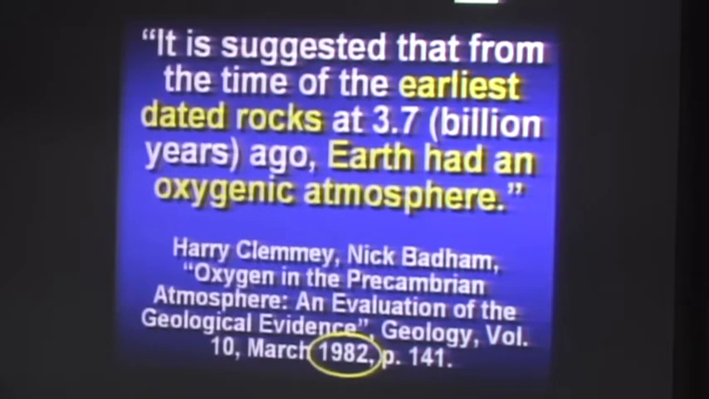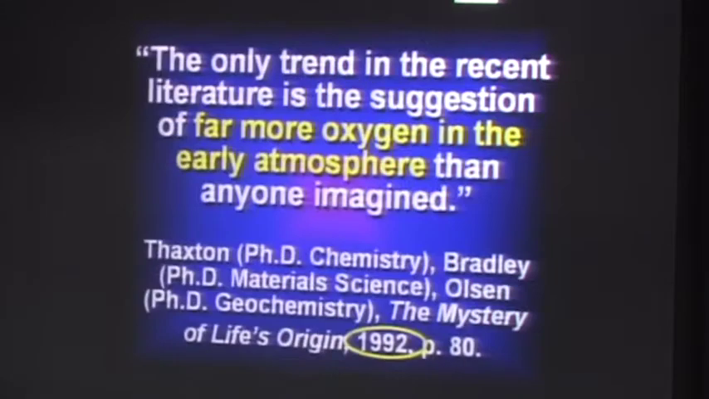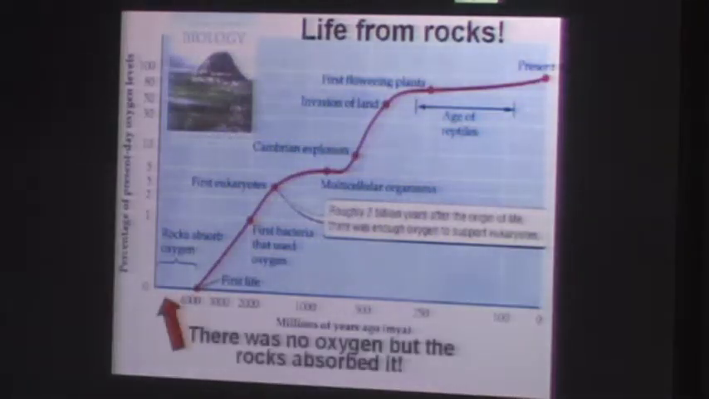This article said, it's suggested from the earliest dated rocks at 3.7 billion years ago, Earth had an oxygenic atmosphere. They've always known the Earth had oxygen, even more than we have today. We covered that on seminar part 2, how the early Earth probably had even more oxygen. Made them live longer. This textbook says, there was no oxygen on the Earth, which is a lie. And then it says, the rocks absorbed it.